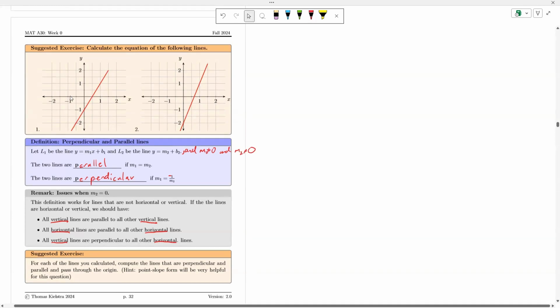For each of these lines that we've calculated above, compute lines that are perpendicular and parallel and pass through the origin. And the hint that I would give is use point slope form, because the origin is simple to use for point slope.